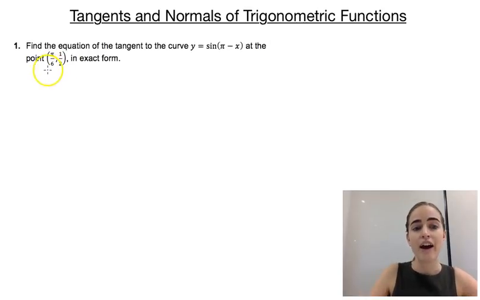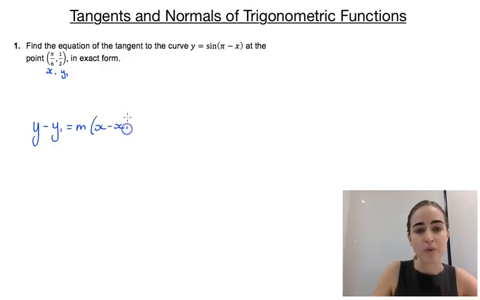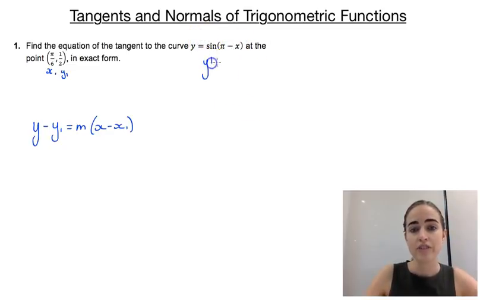So we already have our x1 and our y1, so our equation is y minus y1 equals m outside of x minus x1. We have our x1, y1, we need to find our m. To find our m, our gradient, we're going to differentiate this function. Our first derivative is going to equal, now sine differentiates to cos, but we also need to multiply by the derivative of this inside function. The derivative of this would be minus 1. So we're going to have minus cos of pi minus x.